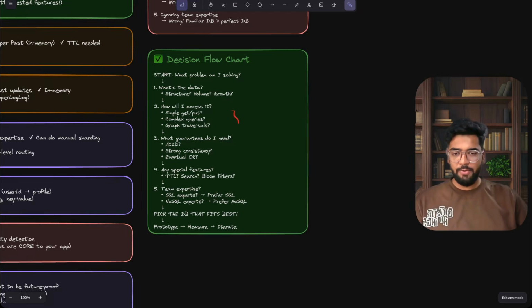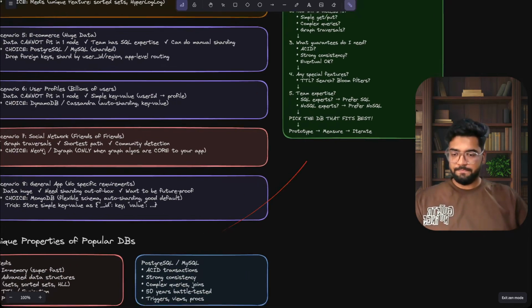Next is how am I going to access it? Is it going to be simple get and put queries? Is there going to be graph traversal, complex queries? What are the guarantees I need? Any special features? What is the team expertise? And if there's a specific database that fits all our needs, we are going to pick that. If not, we'll consider taking up a prototype, and we'll see what trade-offs we need to make as per our requirements. And if those trade-offs are okay, we are going to go with that database. If not, we are going to reiterate. So this is how the cycle is going to be.